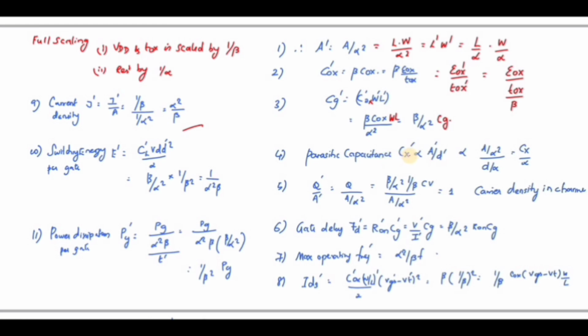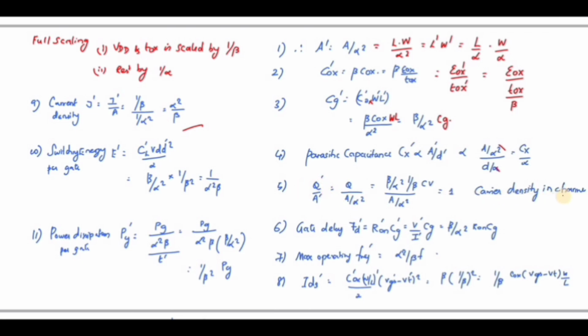Okay, so next, parasitic capacitance. The parasitic capacitance is proportional to area and distance. Here the area is divided by alpha square, so the area bar I can write as A by alpha square, and D bar I can write as D by alpha, representing either the length or width. So alpha and alpha get cancelled out, so I can write Cx bar is equal to Cx divided by alpha.